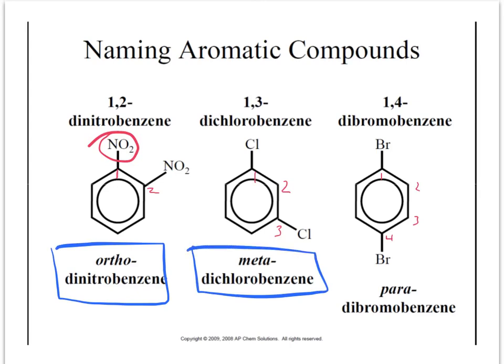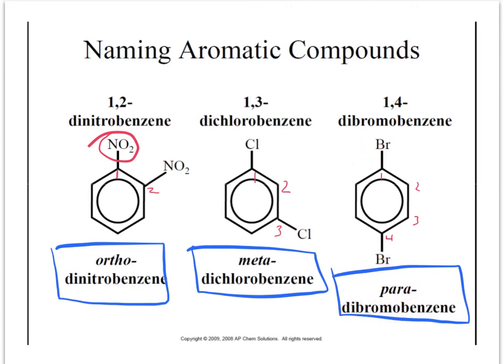Then on the bottom, you're going to see a different kind of name. This is the more common way to name benzene rings. So ortho, meta, and para. Ortho means that the 2 functional groups, the 2 secondary groups, are right next to each other. So this one's called ortho-dinitro because the 2 nitros are right next to each other. They're in the ortho position. This one is meta because there's a space in between. So dichloro, 2 chlorines, are in the meta position with a space. And para means that they're on separate ends. So this is para-dibromo. The 2 bromos are on opposite ends.